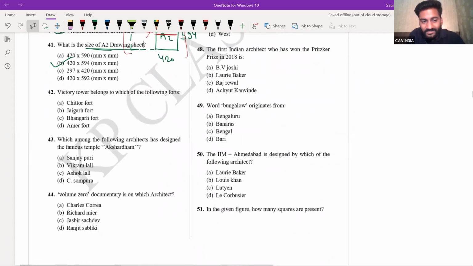Okay, then again, these three questions, no need to discuss again, your GK based, prominent buildings based, or the architects based. We can directly get the answer. Victory Tower belongs to which of the following forts? It's in the Chittor fort.